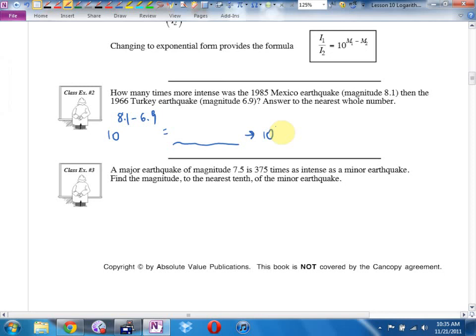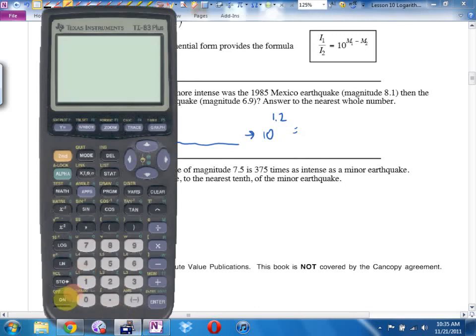You need your calculators out, boys and girls. What is 8.1 take away 6.9? Is it 1.2? Okay, I'll wait. Just means more homework for you guys. Is it 1.2? Yes? Okay. What is 10 to the 1.2? It's going to be a decimal. What'd you get? 10 to the power of 1.2.